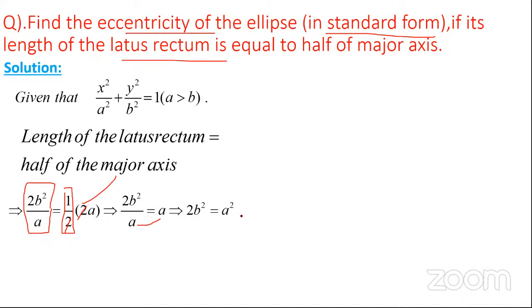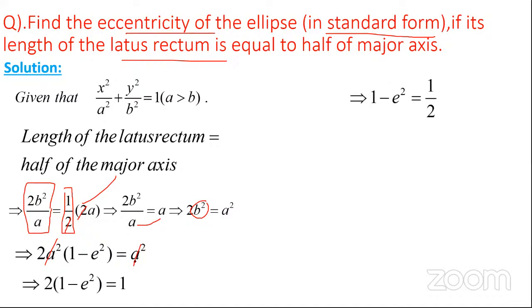We know the value of b square: a square of 1 minus e square. Now I substitute: 2 of a square of 1 minus e square equal to a square. Then I cancel a square, so I will get 2 of 1 minus e square equal to 1. Then 1 minus e square equal to 1 by 2.